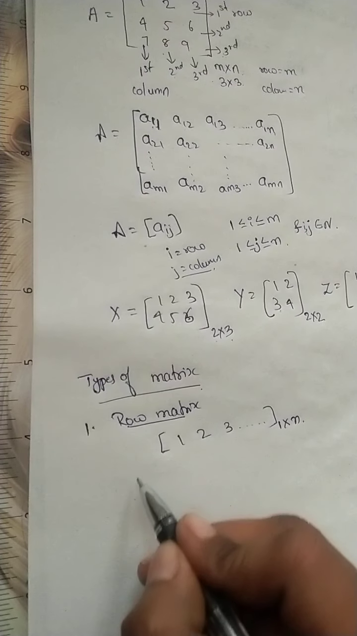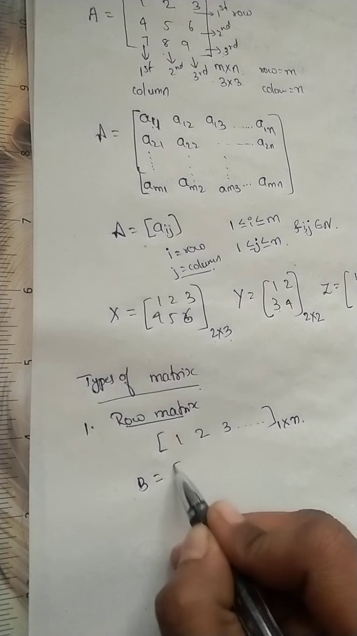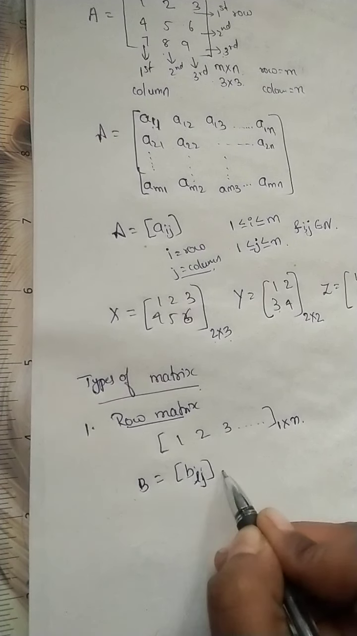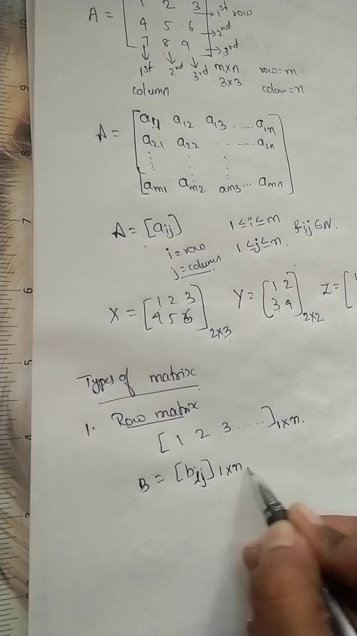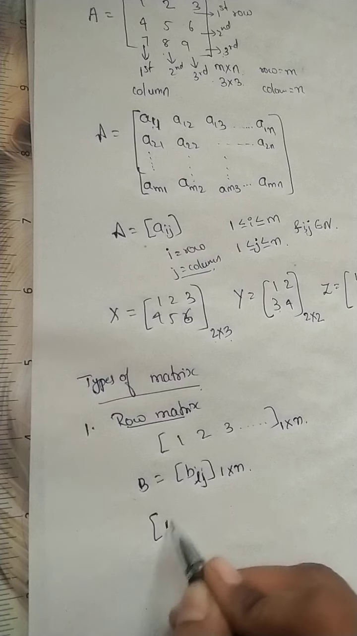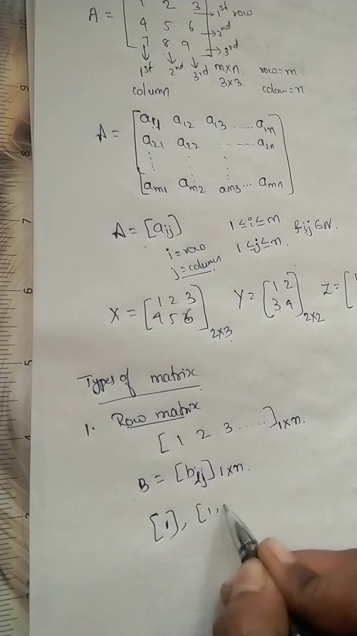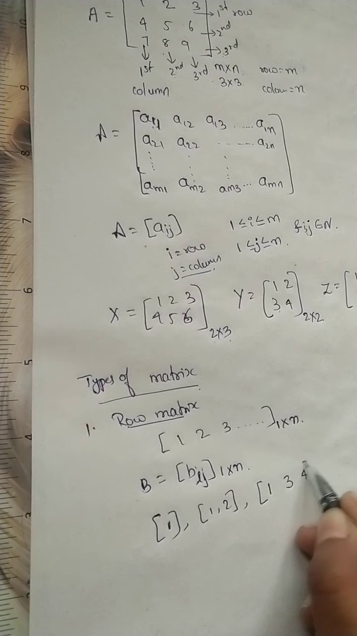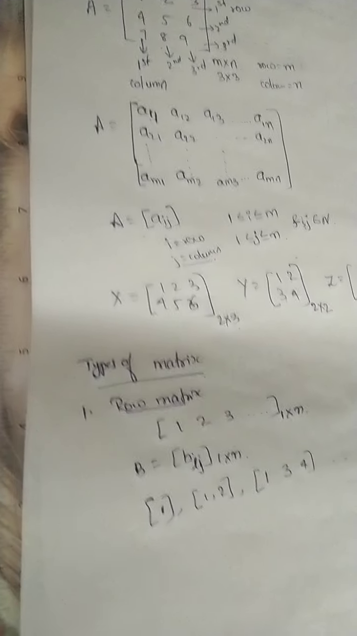In general we can represent it as B equals B of ij with a 1 cross n matrix. So normally we can write, 1 is also a row matrix, 1 comma 2 is also a row matrix, or 1 3 4 is also a row matrix, which has only one row.